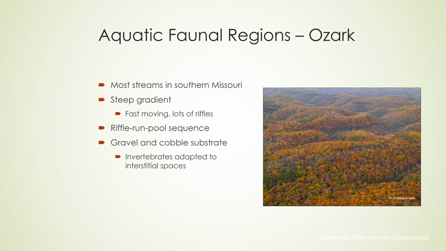The Ozark faunal region is composed of the streams in the southern portion of the state, with the exception of the Boot Heel and a few western counties. The gradient of Ozark streams is generally steep, which causes Ozark streams to have abundant riffles. They are also characterized by having a riffle-run-pool sequence of habitats. The stream substrate is composed of gravel, cobble, and sand, and many times with boulders in deep pools along bluffs.